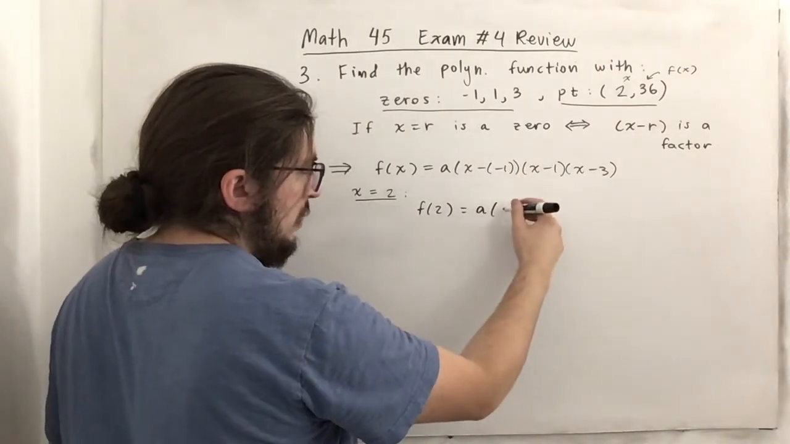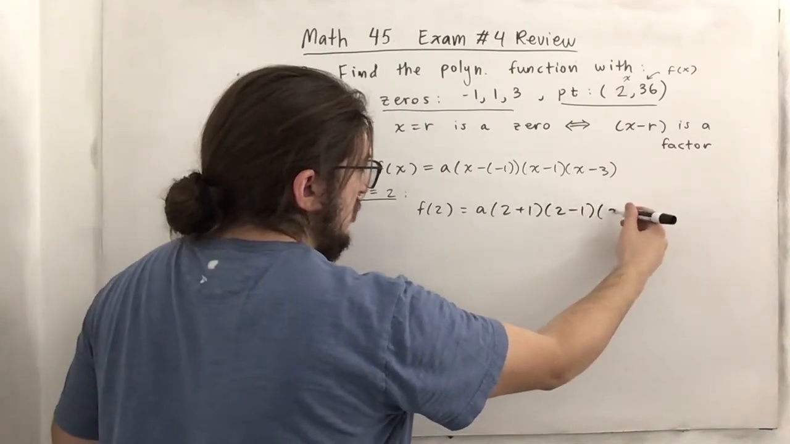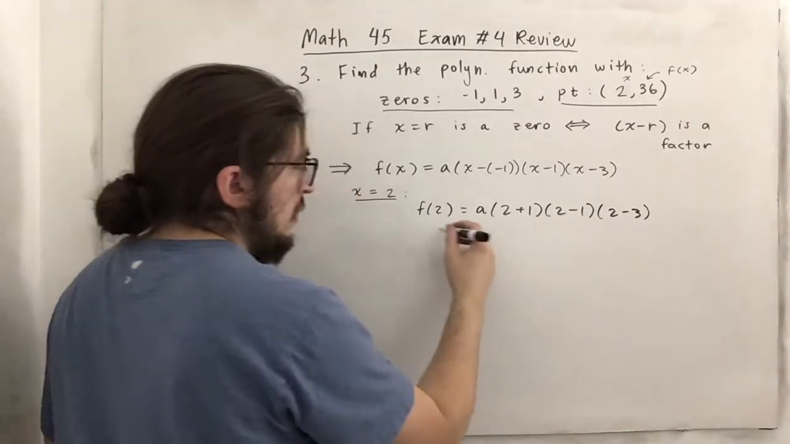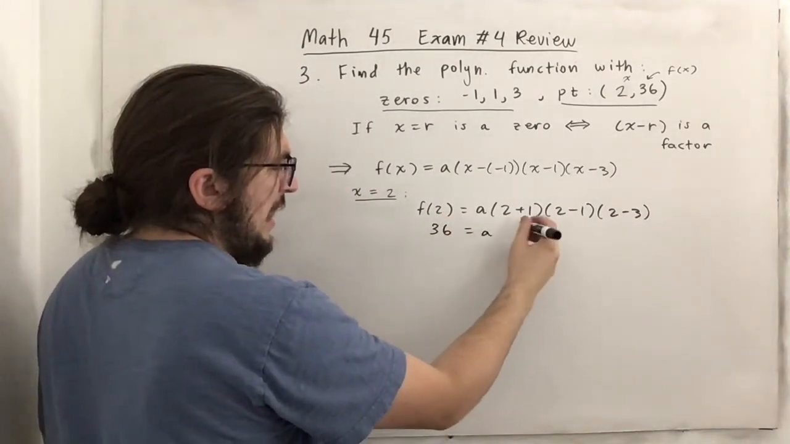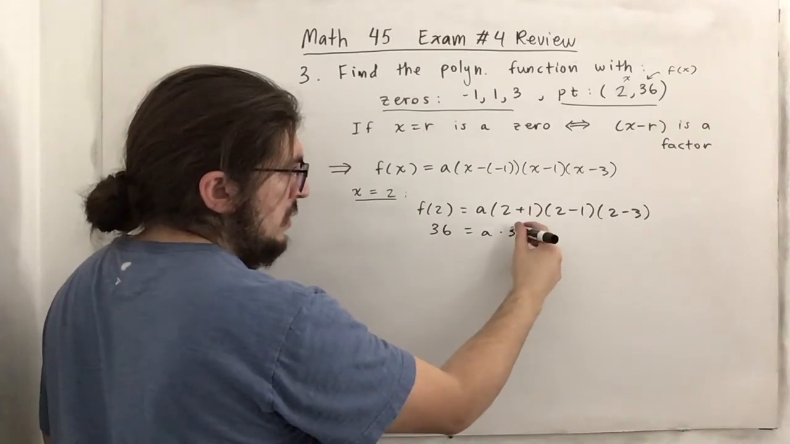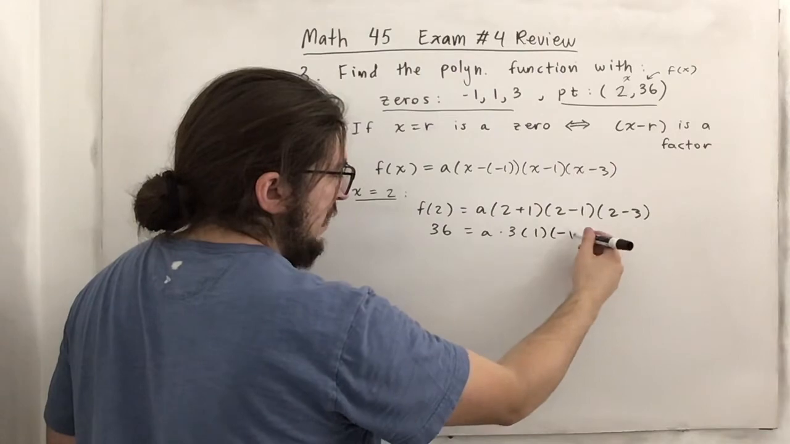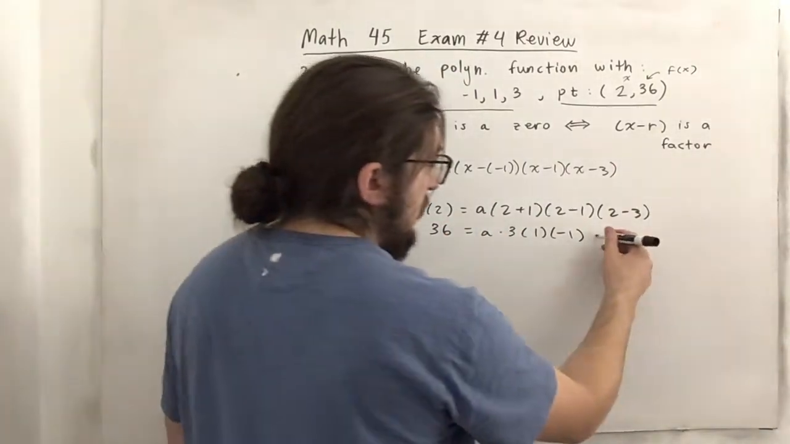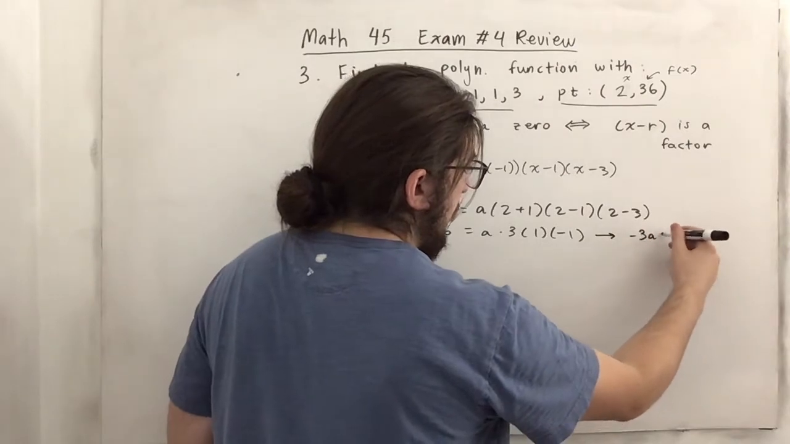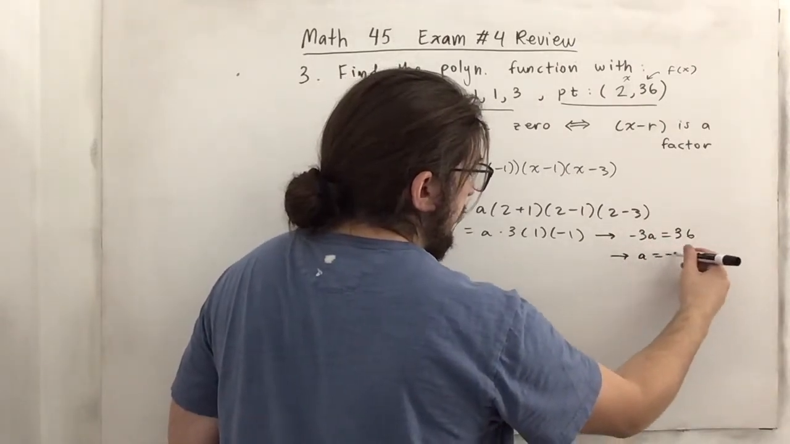This is x plus 1, so it's going to be 2 plus 1. This is 2 minus 1. And this is 2 minus 3. So altogether, f of 2 is 36. A is going to be multiplied by 2 plus 1 is 3, 2 minus 1 is 1, and 2 minus 3 is negative 1. So this is negative 3a. So altogether we have 36 is equal to negative 3a. So that means dividing by negative 3, a is equal to negative 12.